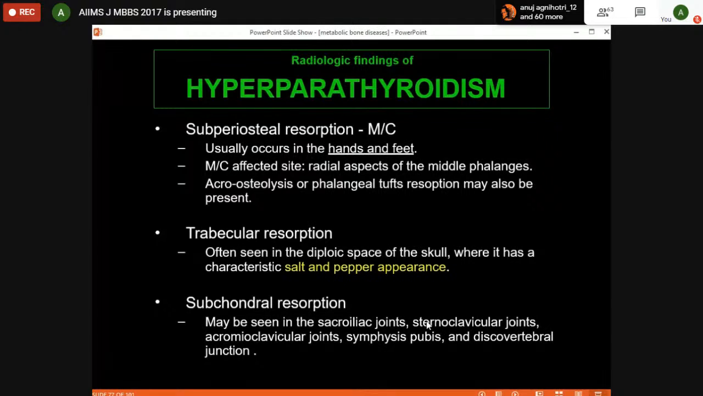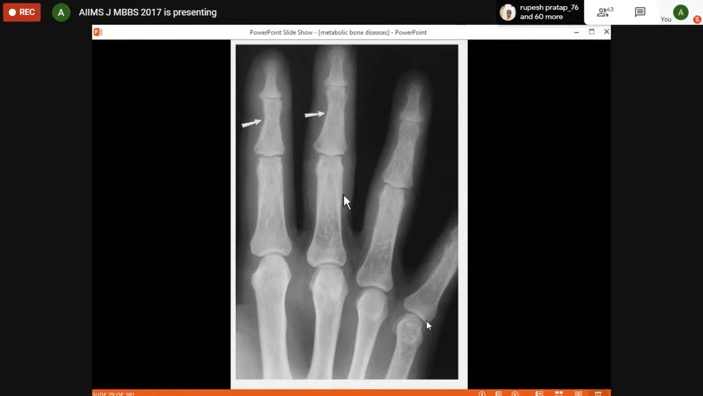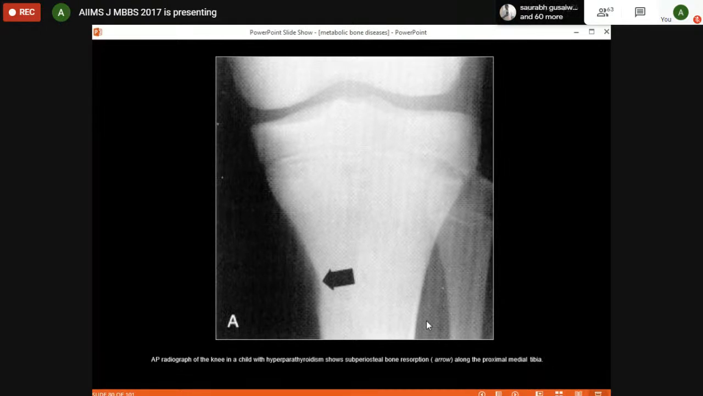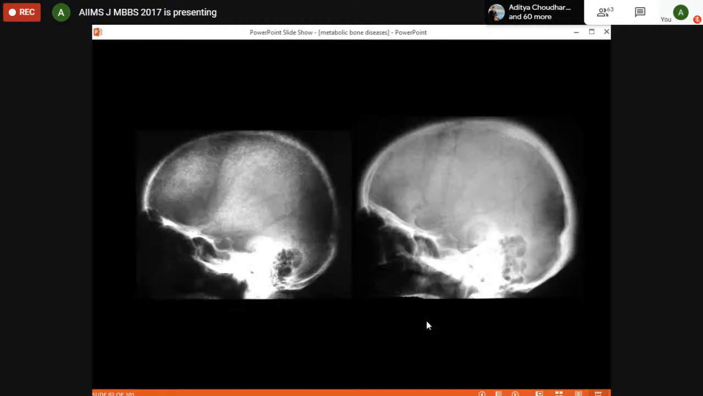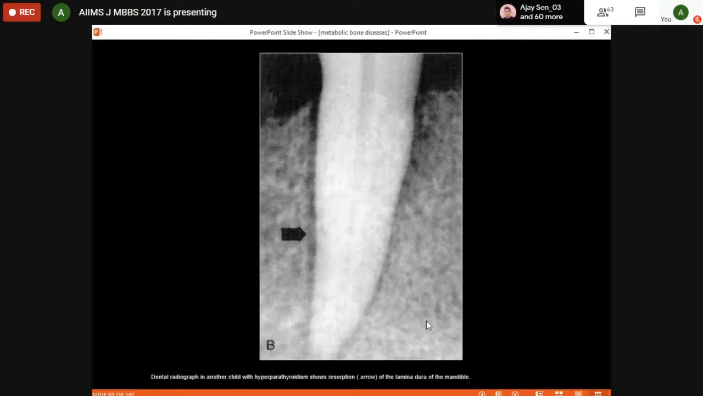Trabecular resorption is often seen in the diploic space of the skull, where it has a characteristic salt and pepper appearance. And subchondral resorption may be seen in the sacroiliac joint, sternoclavicular joint, acromioclavicular joint, symphysis pubis, and discovertebral junction. This is a radiograph of the knee in a child with hyperparathyroidism, which is showing subperiosteal bone resorption. You can appreciate it at the black arrow. Salt and pepper appearance of the skull. And this is a dental radiograph, which is showing resorption of the lamina dura of the mandible. Here you can appreciate the resorption of the lamina.